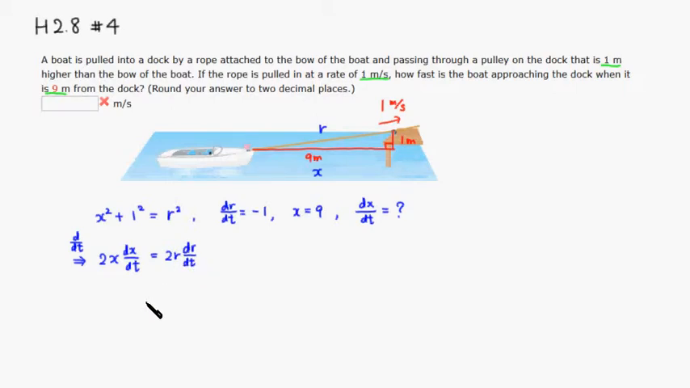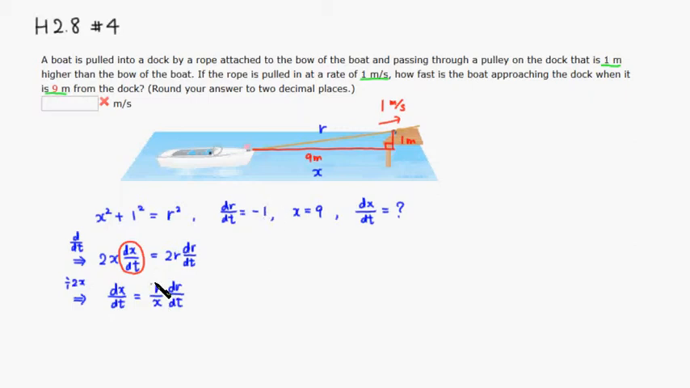Since dx over dt is what we want, we're going to divide through by 2x. By dividing through by 2x, we can isolate dx over dt, and the 2s cancel out, so you get dx over dt equals r over x times dr over dt. So we have x is 9, and dr over dt is -1.